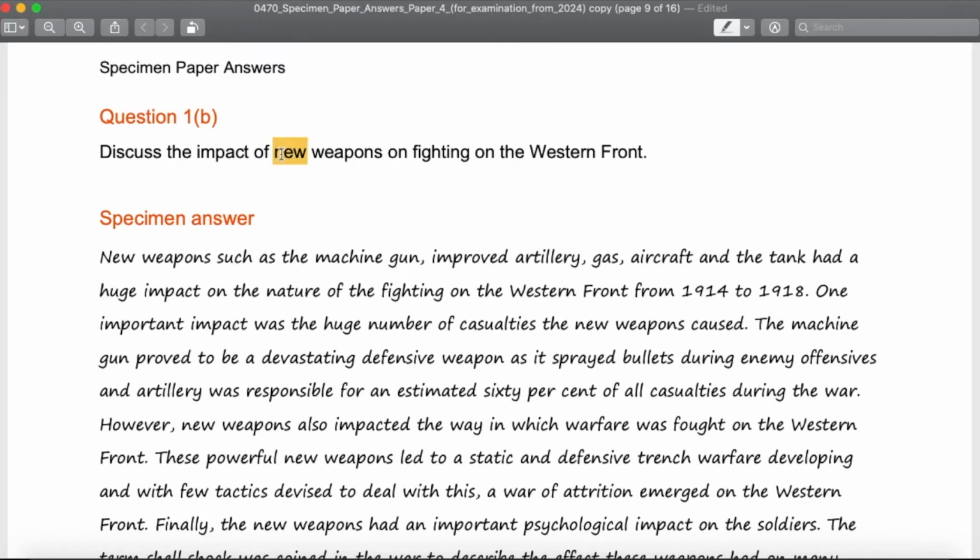So highlighting a few keywords in the question, new weapons and Western Front are the two things that I'm going to be looking for. Nice first sentence. There's a couple different types of weapons that are mentioned. Machine gun, improved artillery, gas, aircraft, and the tank. So there's a nice range of weapons mentioned right off the bat.